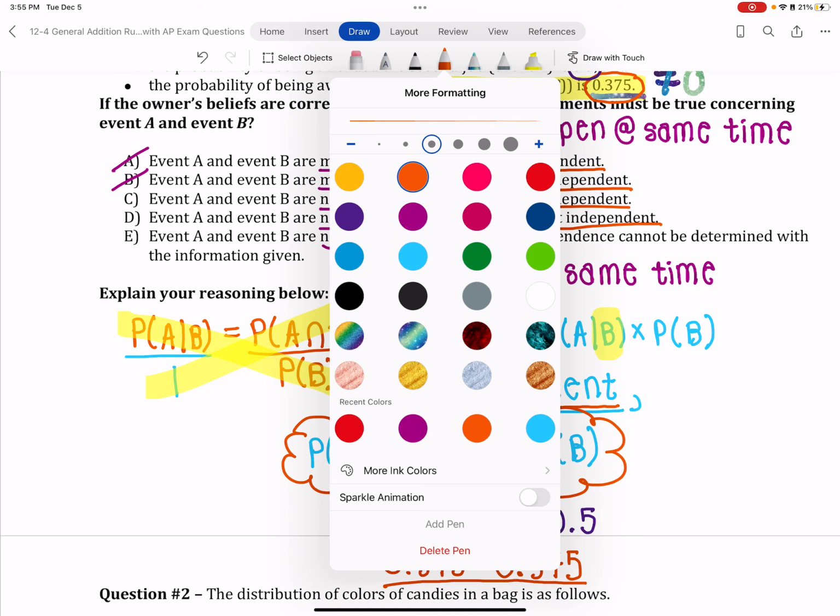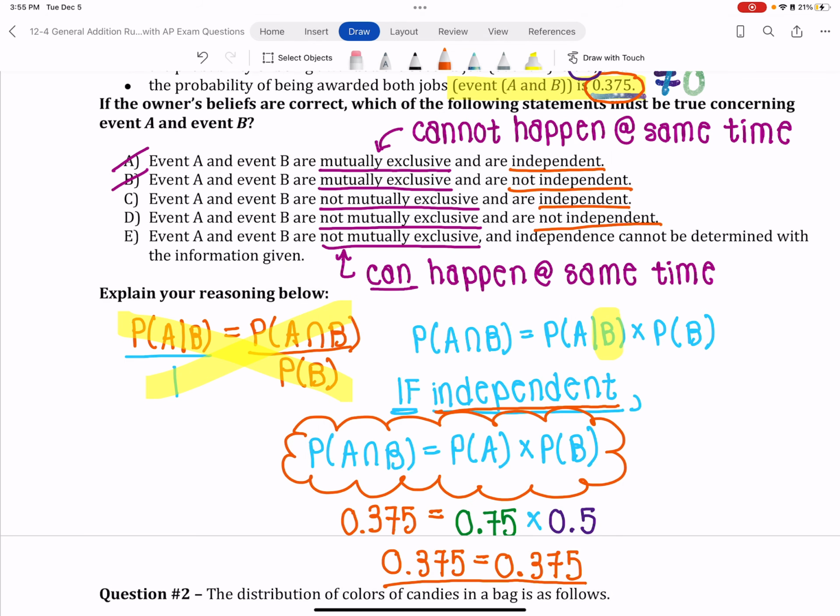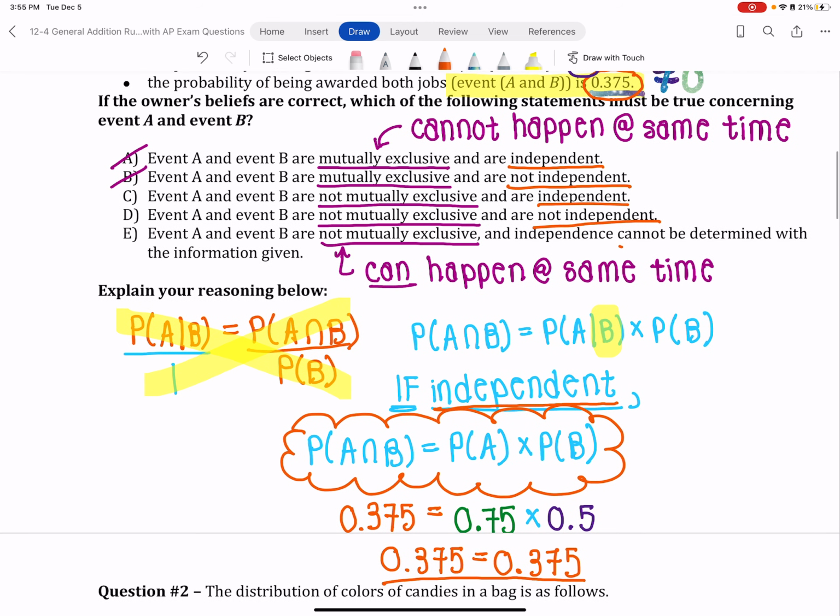Okay, so now we can go ahead and cross out some more answer choices. Cannot be determined, well, we just determined that we have enough information. So we're going to cross out E. And between C and D, we really want the one that says that they are, in fact, independent. So our correct choice over here is C.